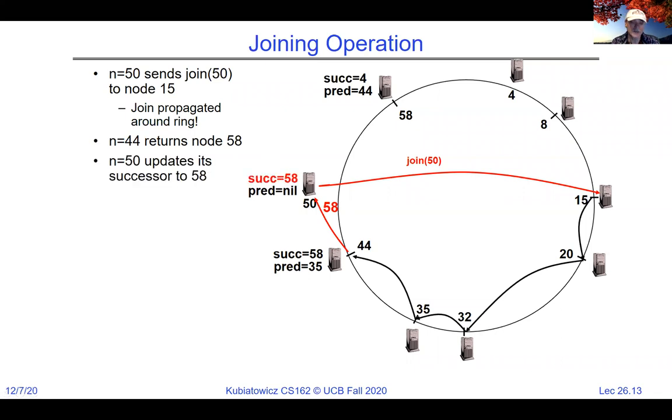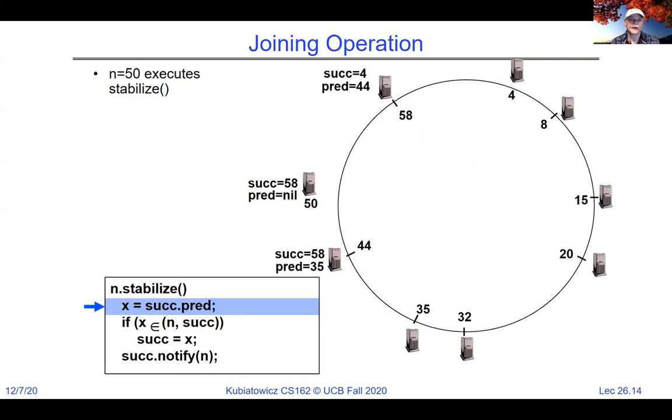Okay, and so 50 starts by updating its successor, 58. So now it's technically connected somewhat to node 58, but 44 is also connected to 58. So we now have a weird, partially connected ring. Let's look through what happens. Node 50 is going to run stabilize. It's going to talk to the successor that it knows about and ask, who's its predecessor? When it does that, what does it get back? Node 58 says, oh, my predecessor is 44.